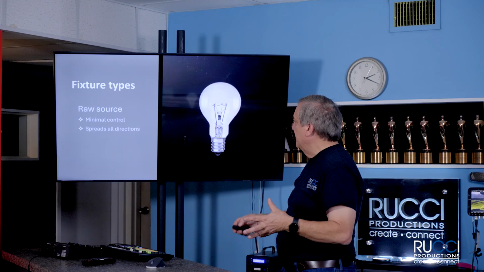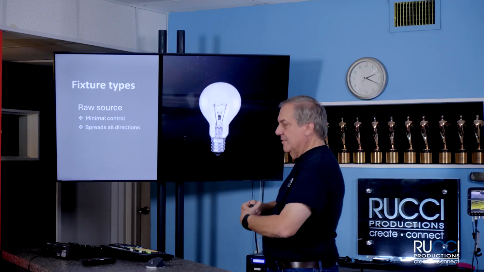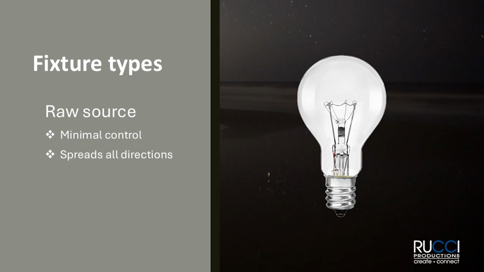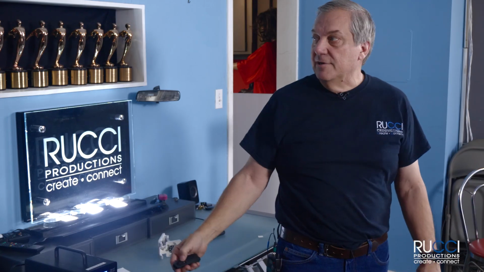So the most basic type of fixture would be just a raw source. It just shoots the light everywhere. It's out of control. Yeah, you might use that, in fact. You might put a string of light bulbs up as a part of your set decoration or something.